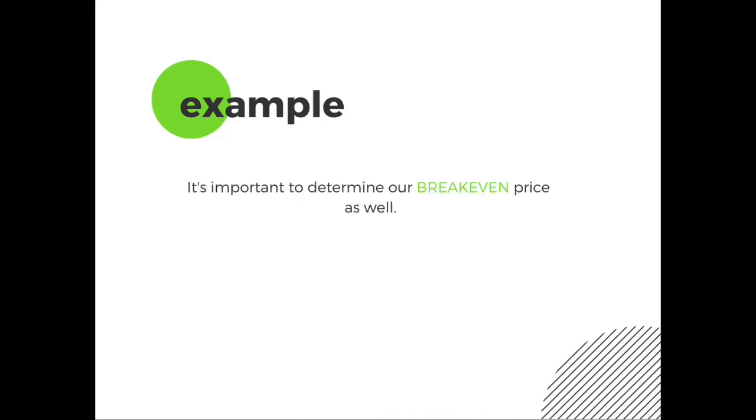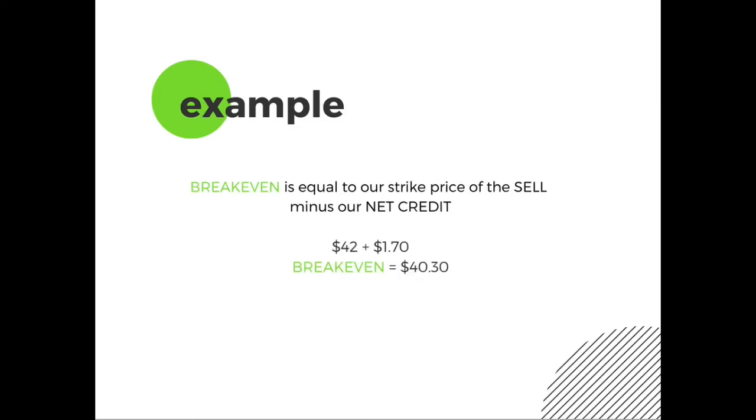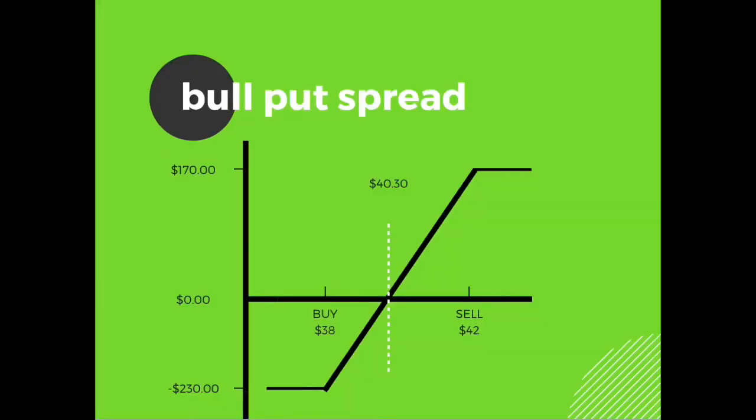Now, it's also important that we determine our break-even price as well. For this particular trade, our break-even is going to be equal to our strike price of the sell option minus the net credit. So our break-even for this is $40.30. Here's what all of this looks like on our bull put spread diagram.